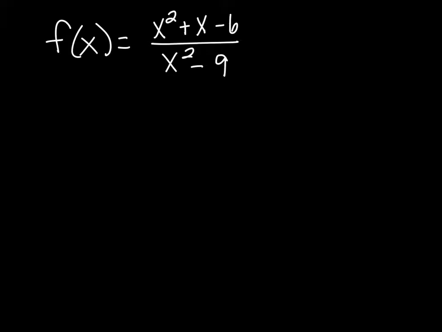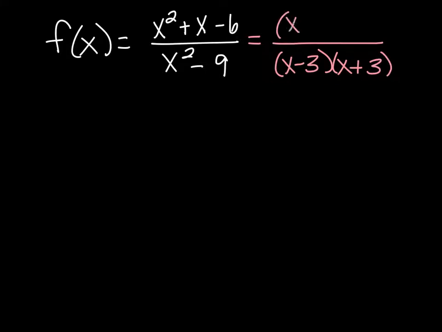Our focus in this video is to find a hole in a graph, which is a point in the graph that the graph never really actually touches. So I'm going to start the same way as I always do. If I can factor this, I'm going to factor this. So the denominator is x minus 3, x plus 3, because it's a difference of two perfect squares. The numerator is x plus 3, x minus 2.